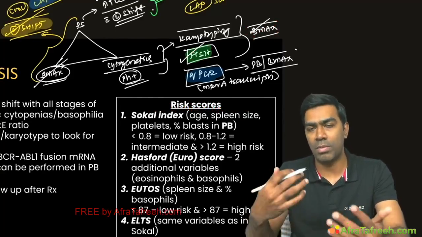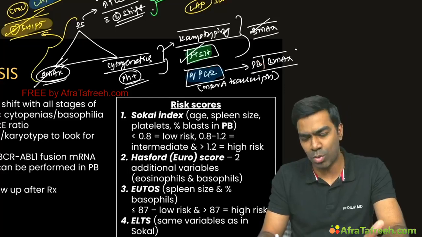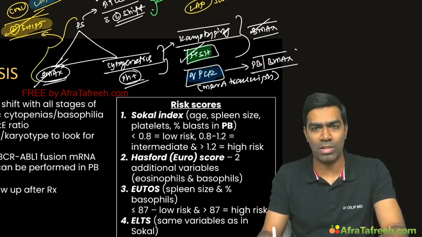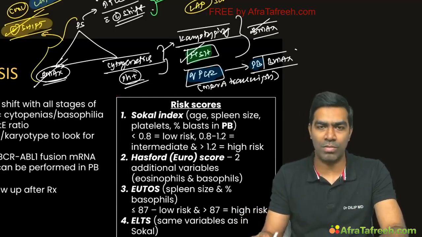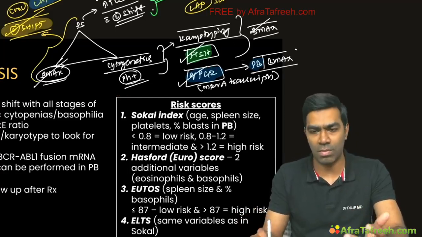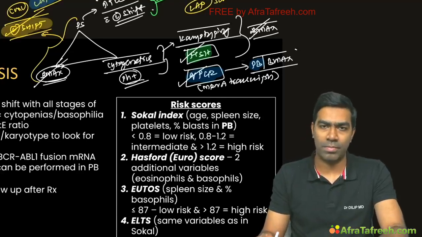But for following up a patient after starting treatment, your PCR will be better because you need not poke the patient again and again for bone marrow samples. Rather, you can do PCR in the peripheral blood sample itself. So for follow-up, you can do PCR in peripheral blood. For diagnosis, you can do FISH in the bone marrow sample.